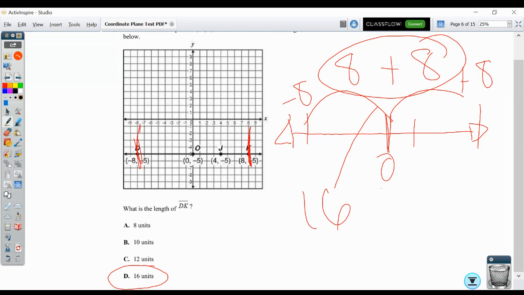Again, this is 1, 2, 3, 4, 5, 6, 7, 8. And 1, 2, 3, 4, 5, 6, 7, 8. That's 8, and together it makes 16.